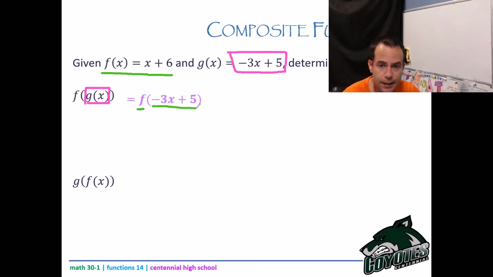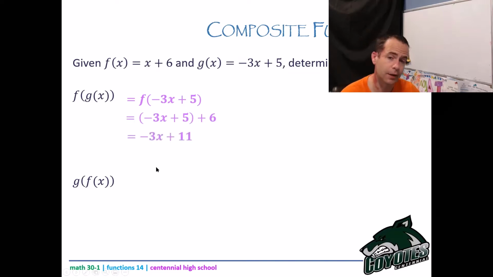So here's x, x gets replaced with negative 3x plus 5. So that's going to look like negative 3x plus 5 plus 6, because it was originally x plus 6. Are you with me? Okay, now I just clean that up. I don't actually need the brackets there. They were only there for your visual understanding. So I've got negative 3x plus 11 altogether there.